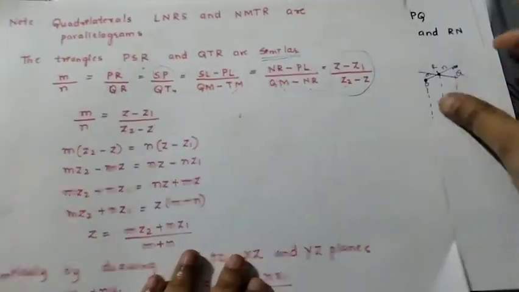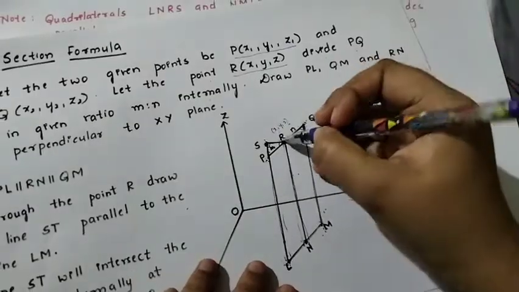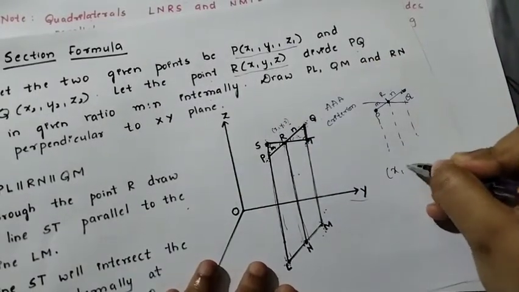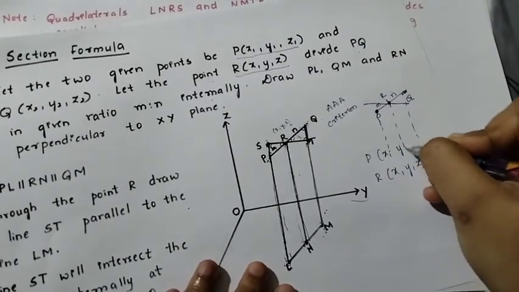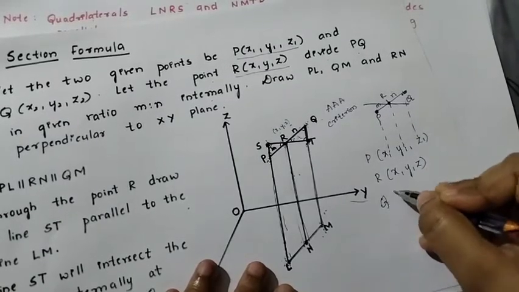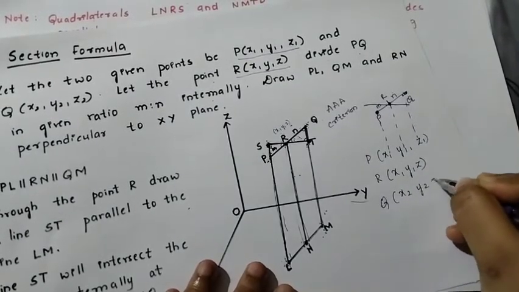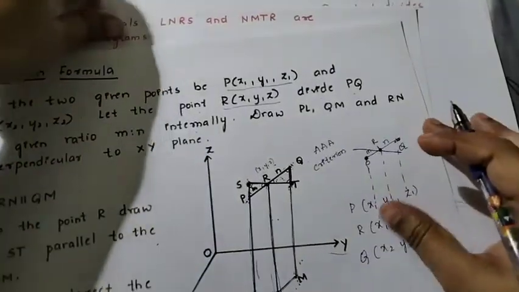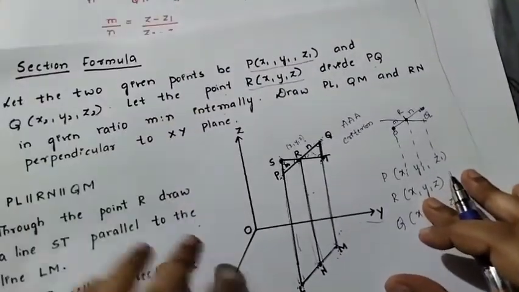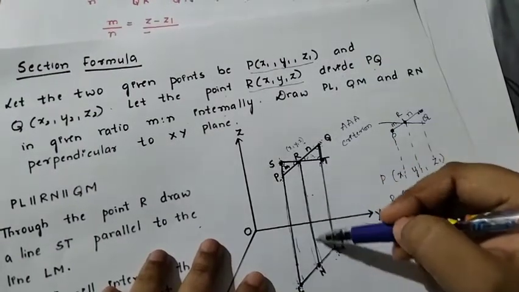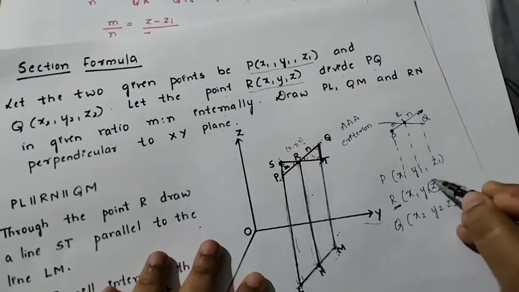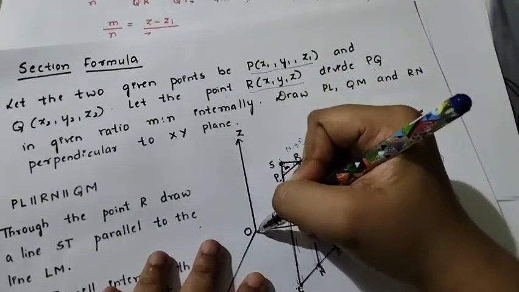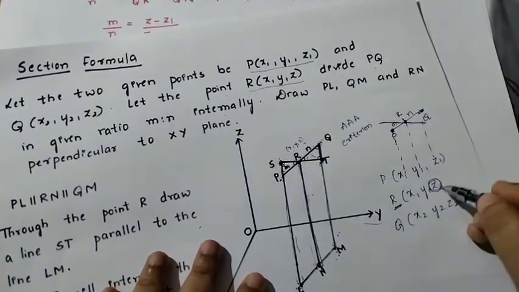How did this come? If you see the diagram here, what is R? It is X, Y, Z. What is P? X1, Y1, Z1. What is Q? X2, Y2, Z2. In place of what they have written, just check here, NR. NR is this, the R point comes here. You have to take it as Z because this is the Z axis. So in place of NR I have taken Z.